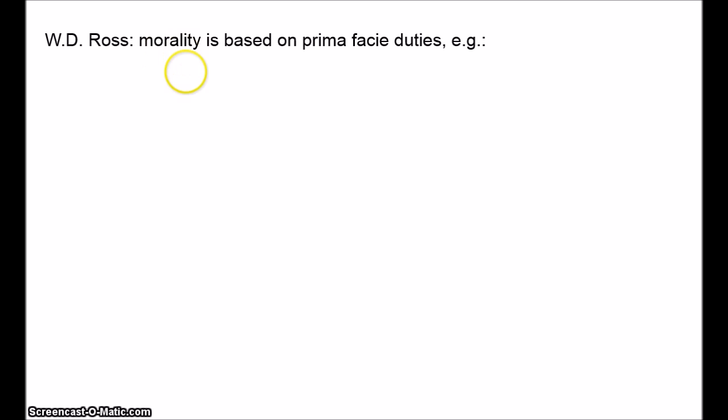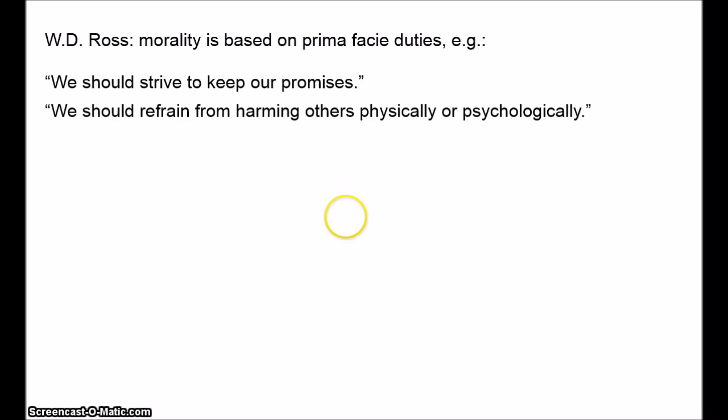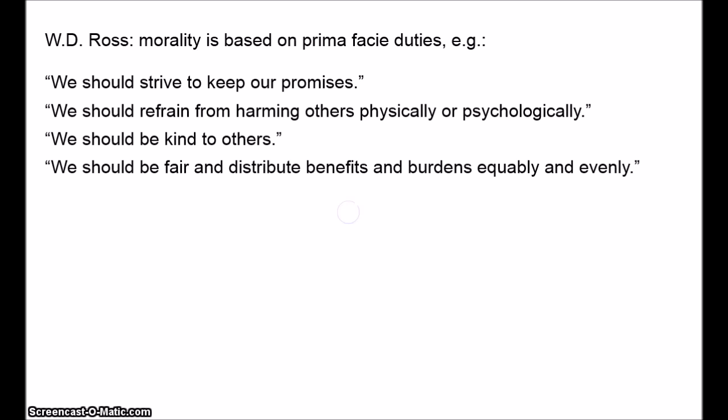So a few of Ross's prima facie duties, as listed on his Internet Encyclopedia of Philosophy page, are: we should strive to keep our promises and be honest and truthful. We should refrain from harming others either physically or psychologically. We should be kind to others and try to improve their health, wisdom, security, happiness, and well-being. We should try to be fair and to distribute benefits and burdens equitably and evenly. There are a few others, but you get the idea. For Ross, these are all true. These are all statements of fact.